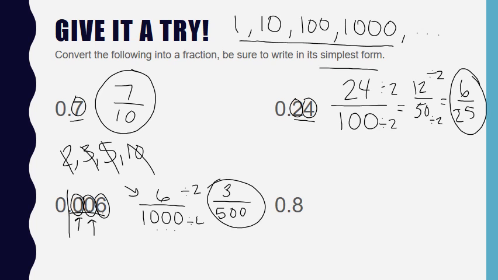we put the number after the decimal for our numerator. Our denominator, we want to match the number of zeros with how many numbers are after the decimal. After the decimal, I have one number, so I'm going to use 1 0. They're both even numbers, so I'm going to divide by 2. 8 divided by 2 is 4, and 10 divided by 2 is 5.